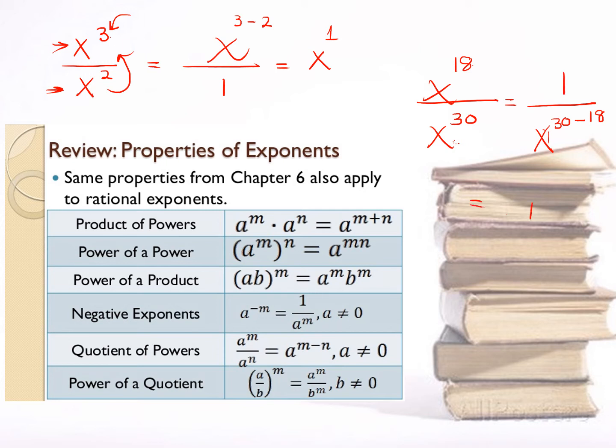Now you will write 1 over 30 minus 18. It will give you 12. So this is your answer.